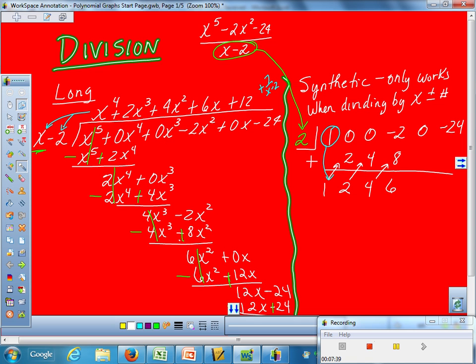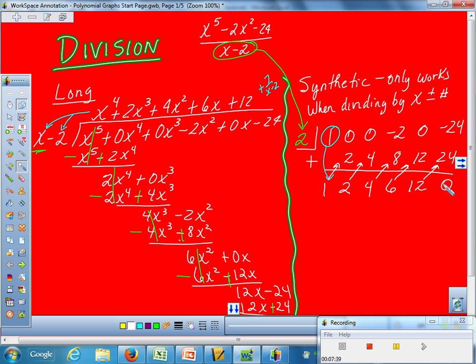6 times 2 is 12. Add is 12. 12 times 2 is 24, and add. If you get 0, it means you have no remainder. You love to see zeros, because it means you won't have a remainder when you get done.